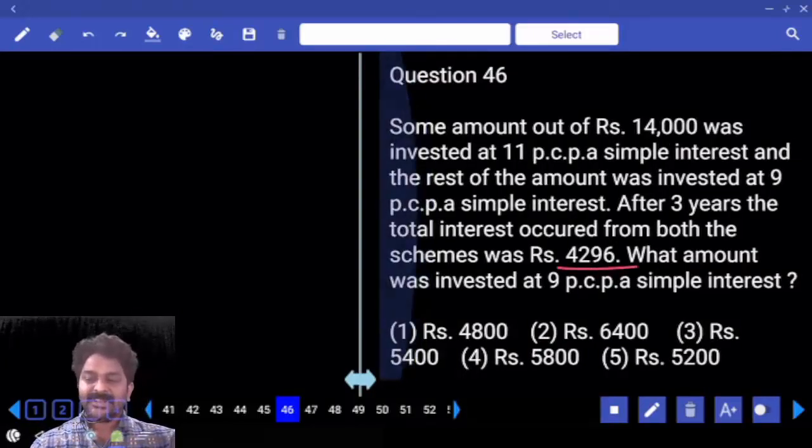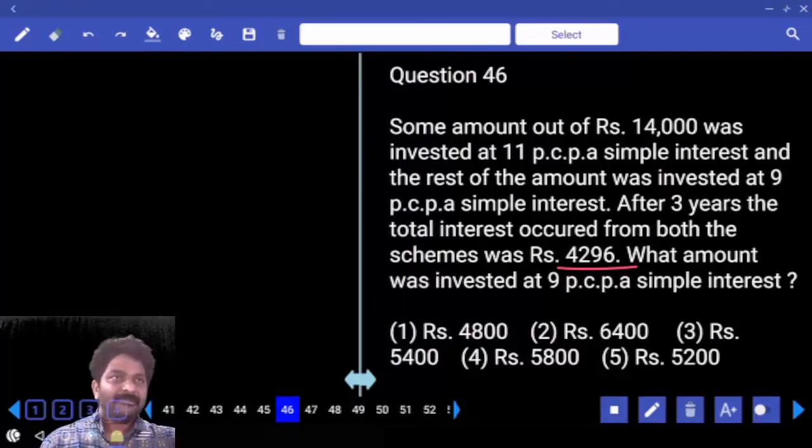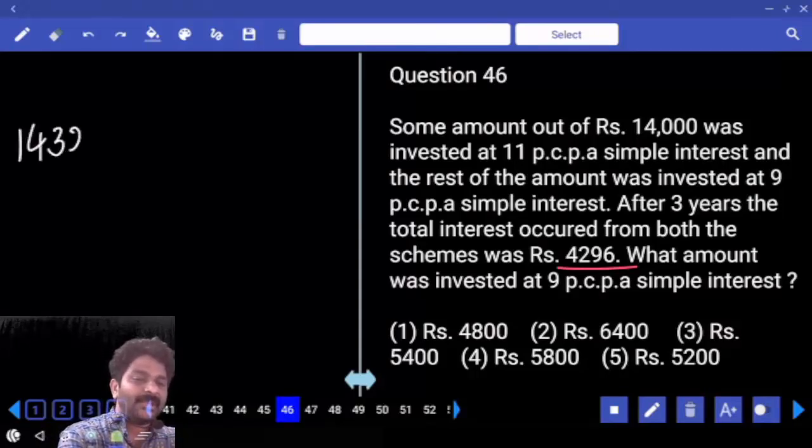For 3 years, if the interest is 4296, for 1 year, that is divided by 3. Directly we can divide number with 3 because both the schemes offer simple interest. If it is compound interest, we cannot do. Right, divided by 3, how much is that? 1432. 1 year interest, correct?